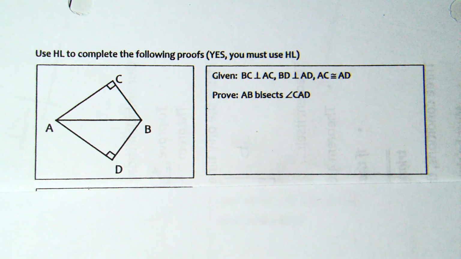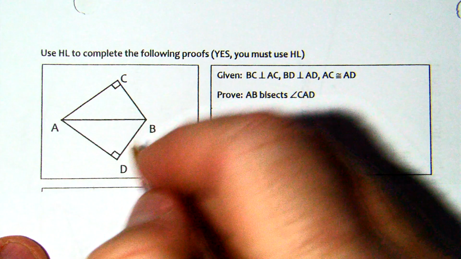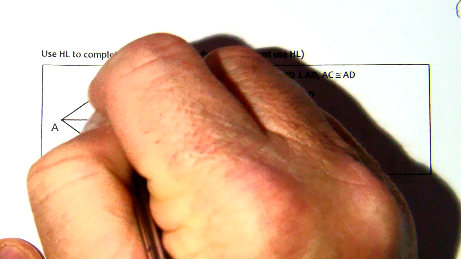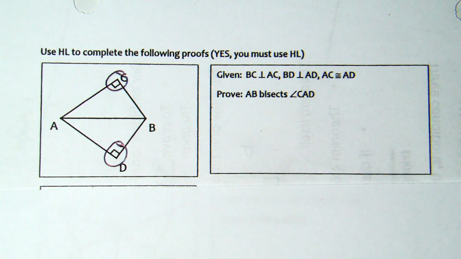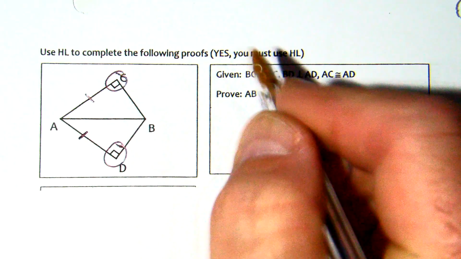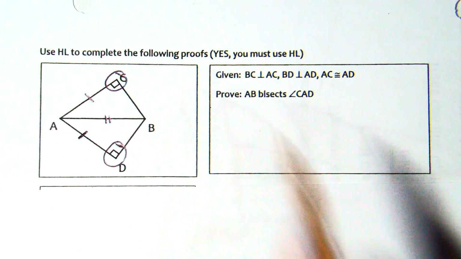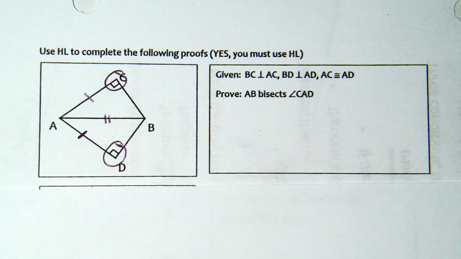Okay, so BC is perpendicular to AC, BD is perpendicular to AD, thus making them what kind of angles? Right angles. On a quiz or test, you won't be given the right angles, so you just have to mention that they're right angles by what? Definition of perpendicular line. AC is congruent to AD, and then AB is a what? Shared side. So it's just like the one we just did, only with a little less work.